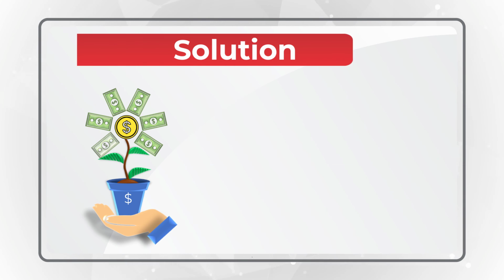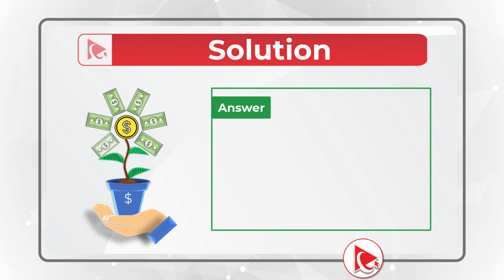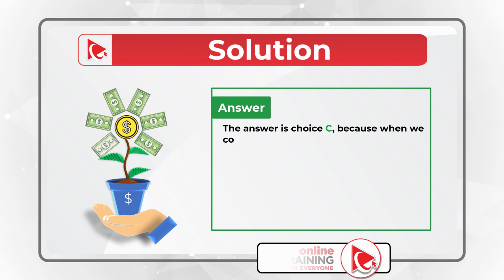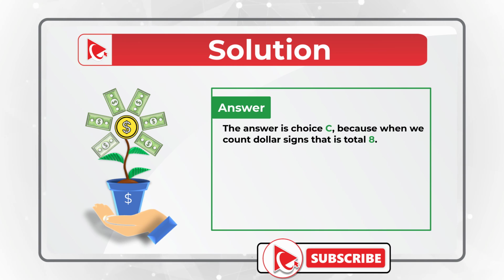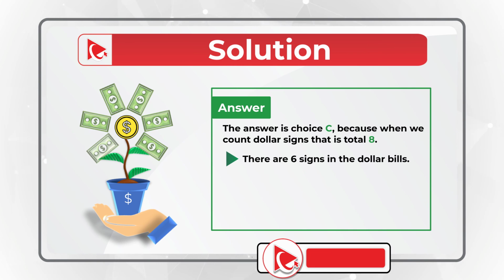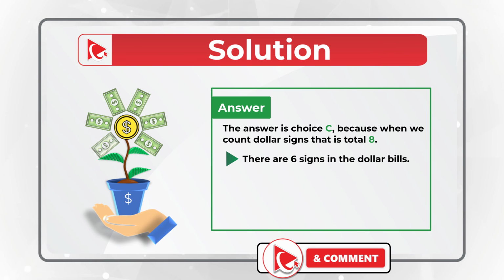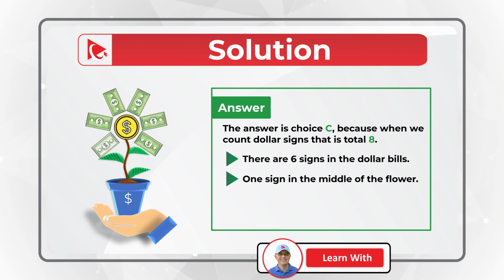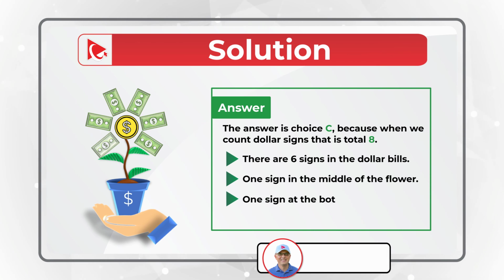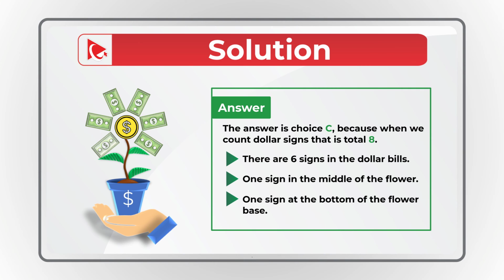I counted 8 dollar signs, so my answer is choice C. The answer is C because there are 6 signs in the dollar bills as flower petals, 1 sign is in the middle of the flower, and then there is 1 sign at the bottom of the flower base. Do you have a different answer?